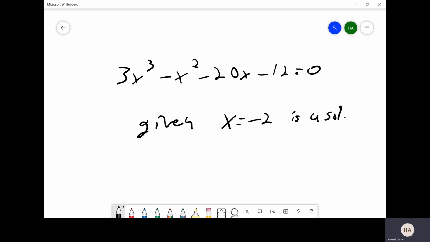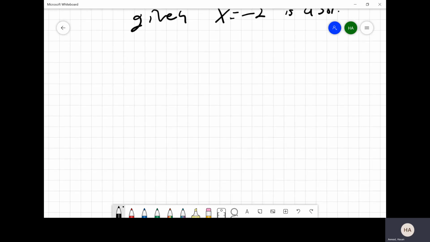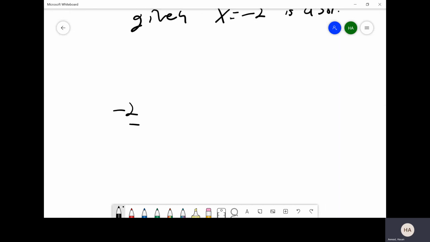So what we can do here is take our solution, x is equal to -2, and use that for my synthetic division. The reason I'm going to use that is that I know I shouldn't get a remainder back, because x is equal to -2 is a factor. So by factor theorem, x plus 2 should be a factor of this whole piece. Okay, so let's set this up here. We know we're going to have -2 in a box.